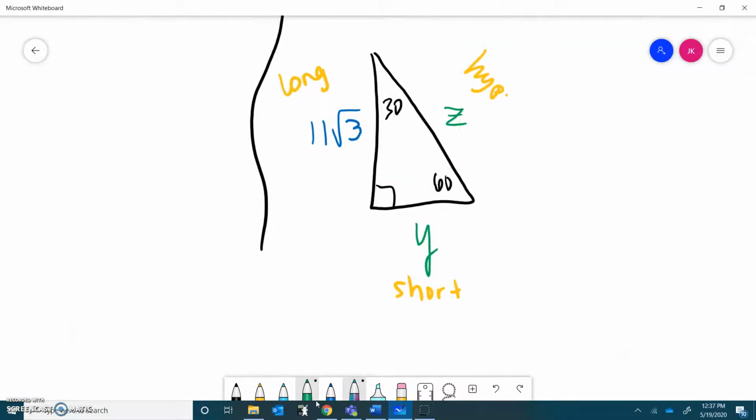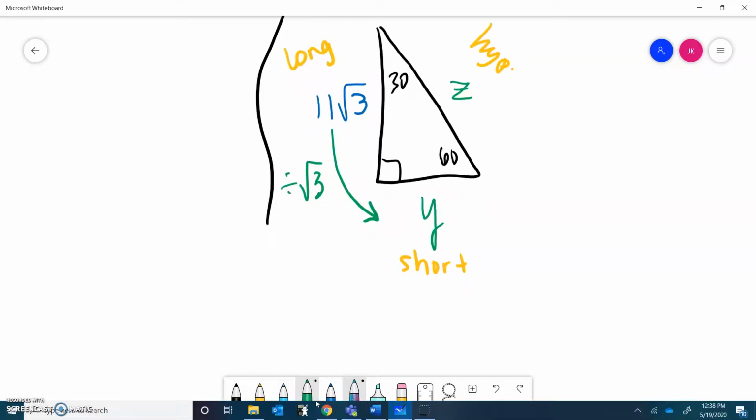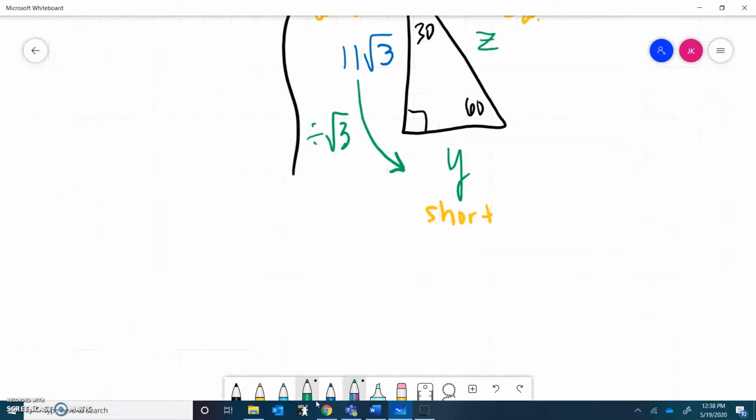Same problem again down here, but this time we're starting out with the long leg. Now we know that the short leg, if we were going from short to long, we would multiply by root 3. However, we are going the opposite direction. And so this time we are going to divide by the square root of 3, the opposite of multiplying by it.